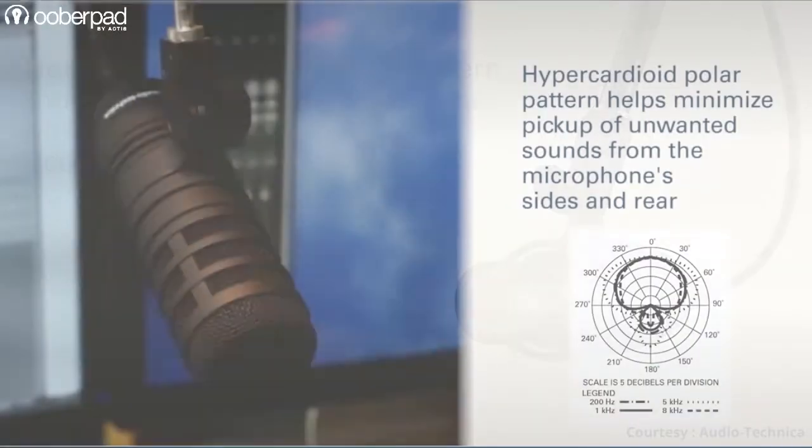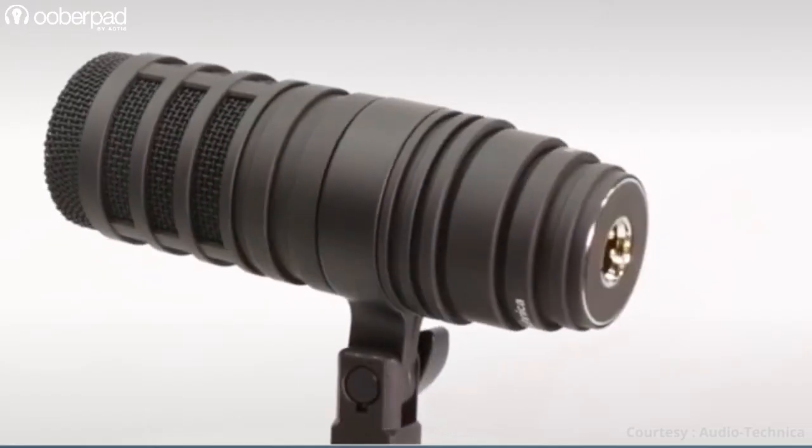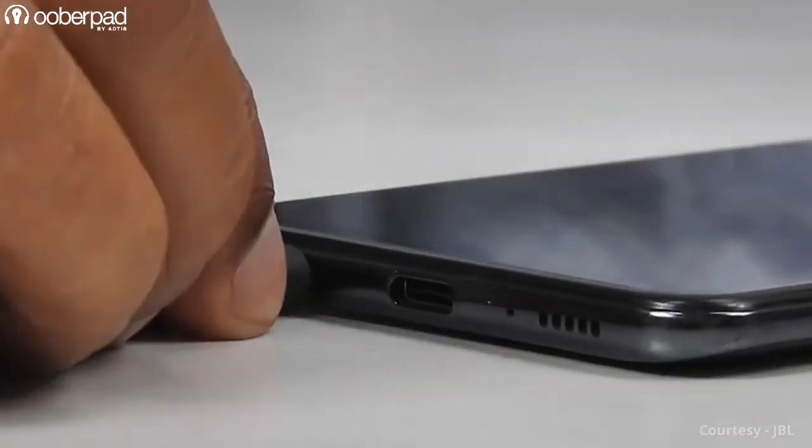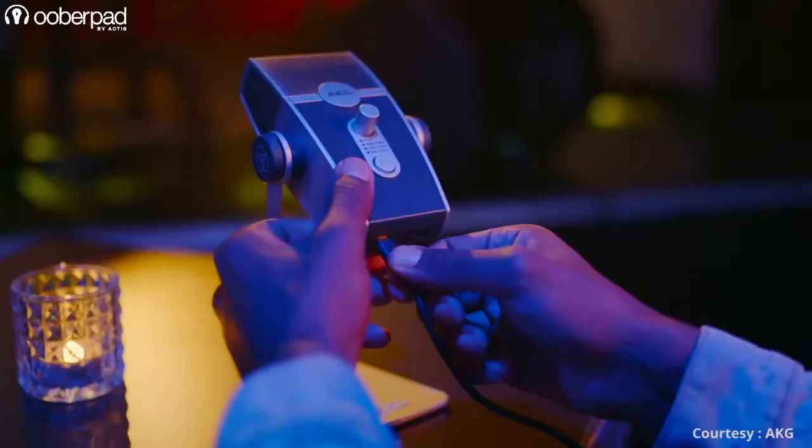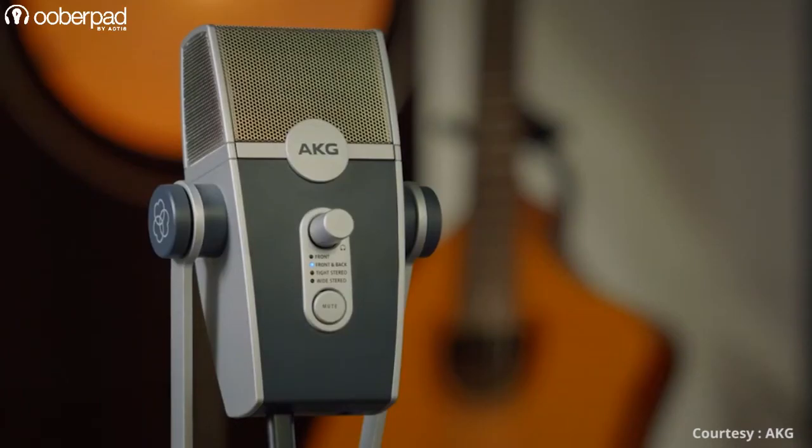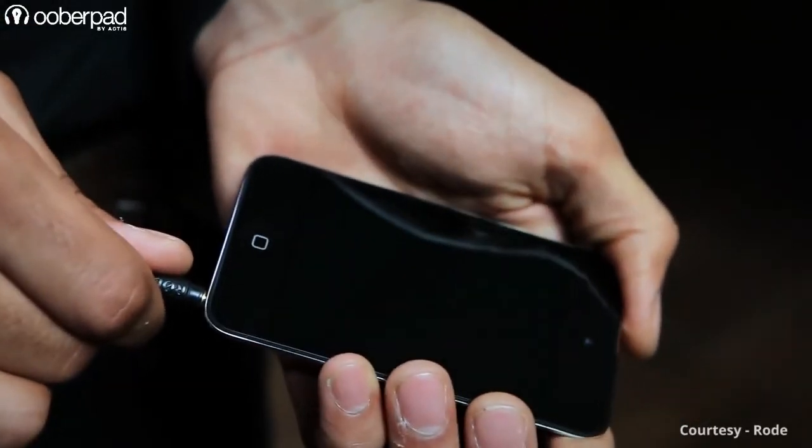Other aspects such as polar pattern, connector types such as XLR, Mini XLR, 3.5mm TRRS, and USB etc. also play a key role in the microphone selection process. We'll be looking at them in our future videos.